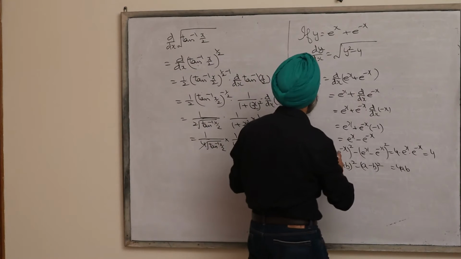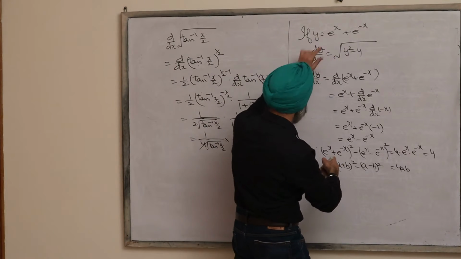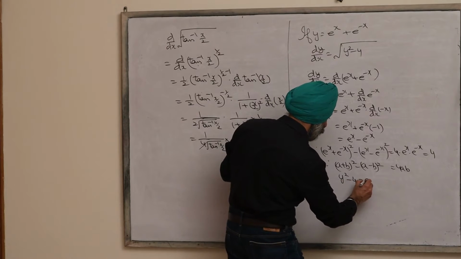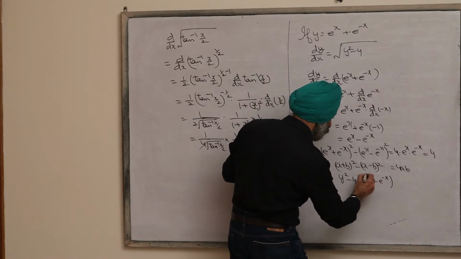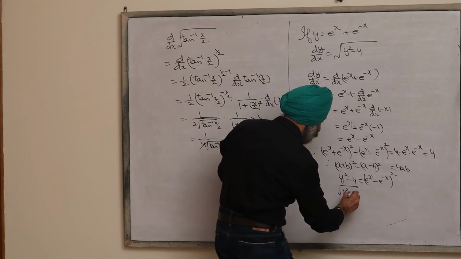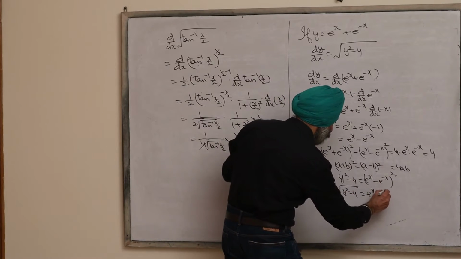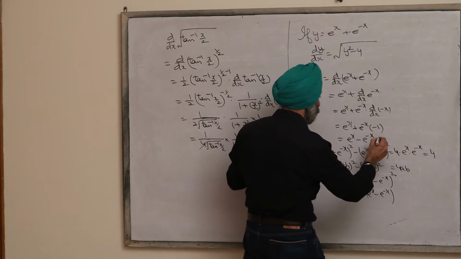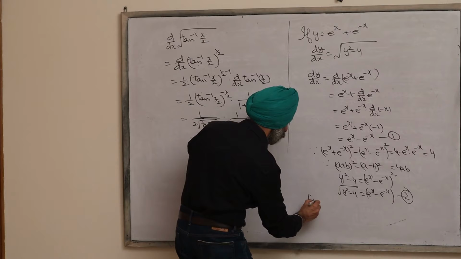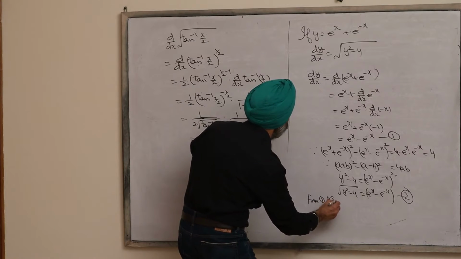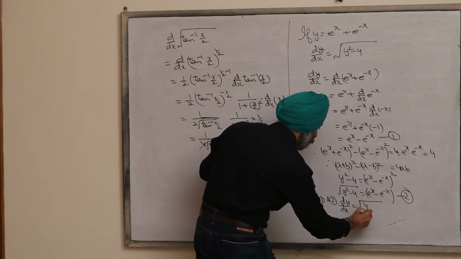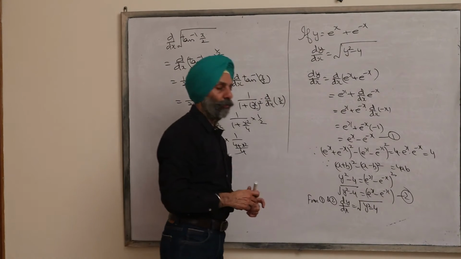Now from here you can see that this is y. Y square minus 4 is equal to e raised to x minus e raised to minus x whole square, or under root of y square minus 4 is equal to e raised to x minus e raised to minus x. So from first and second, dy over dx is equal to under root of y square minus 4.